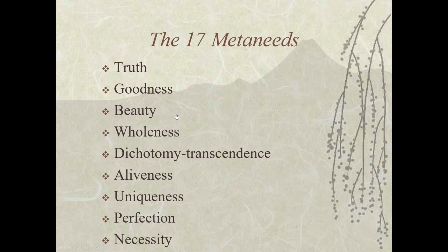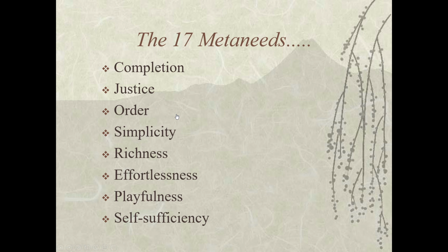Now, there are some other needs which were described as meta needs. We have truth, goodness, beauty, wholeness, dichotomy, and transcendence, aliveness, uniqueness, perfection, necessity, completion, justice, order, simplicity, richness, effortlessness, playfulness, and self-sufficiency. These are still part of the needs, but not the major needs.